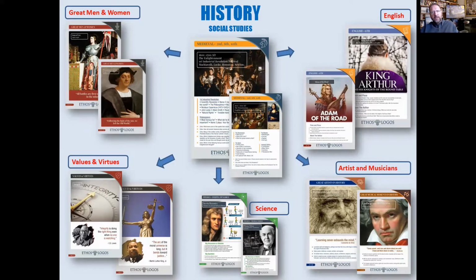So when we study one month of history, in this case, it's the Enlightenment, then we cascade off and we look at the novels from that period of time. So this would be sixth grade. We're going to be reading about King Arthur and Adam of the Road, two period-based classical novels.